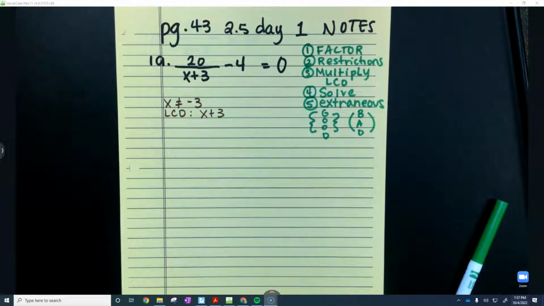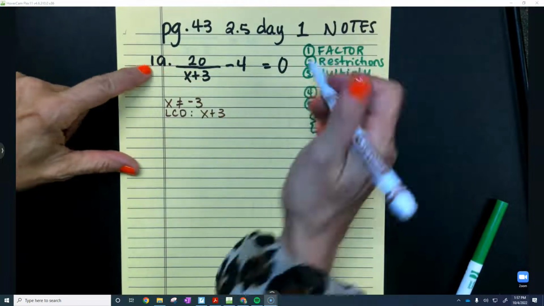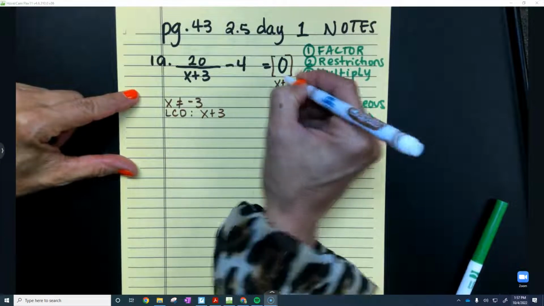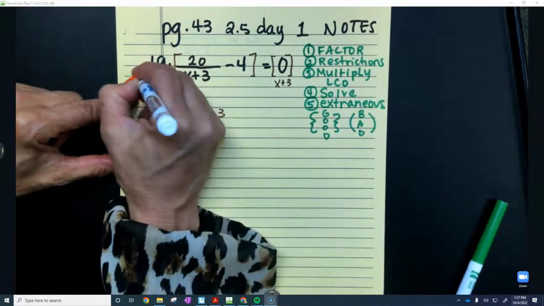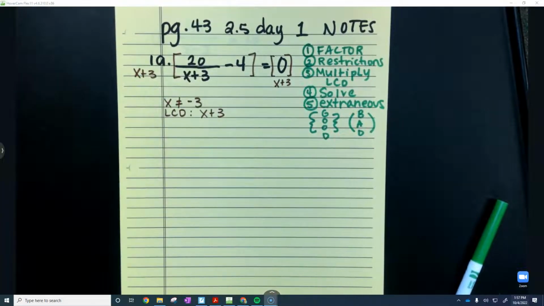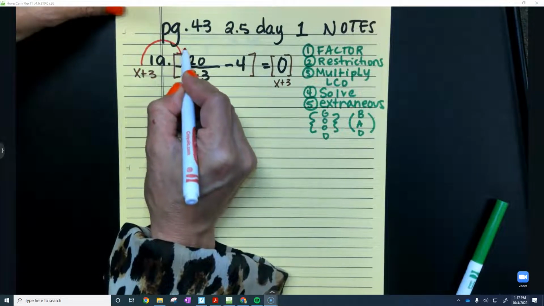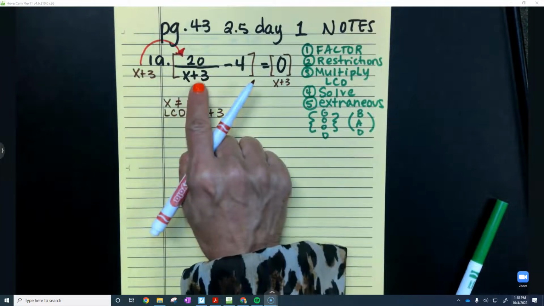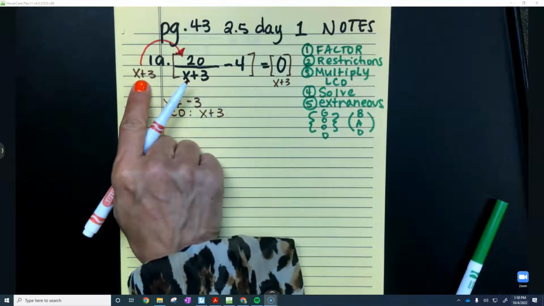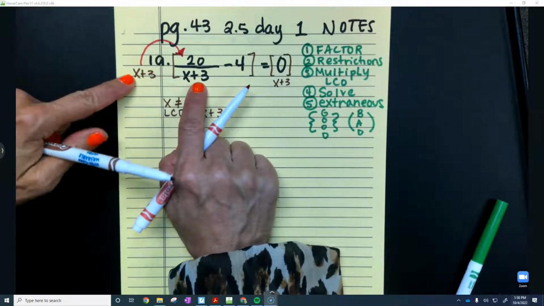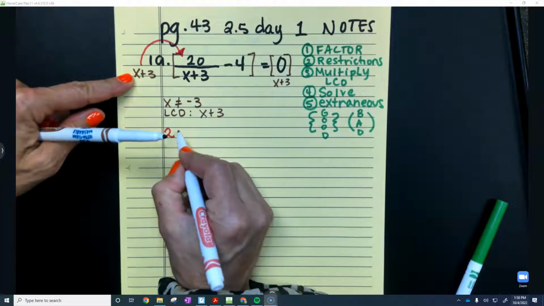So when you're solving an equation, remember the equal sign gives you power to change the way this equation looks. So we're going to multiply both sides by x plus 3. We're going to multiply both sides by the least common denominator. So when I take this x plus 3 and multiply it to that first piece inside my brackets over here, the x plus 3 cancels out the x plus 3 on the bottom. Those two cancel out completely, so that just leaves a 20.